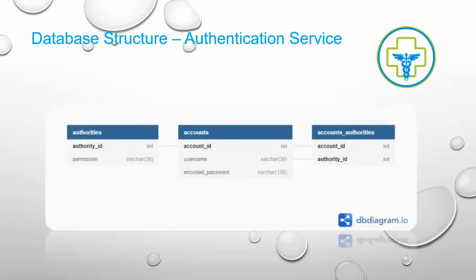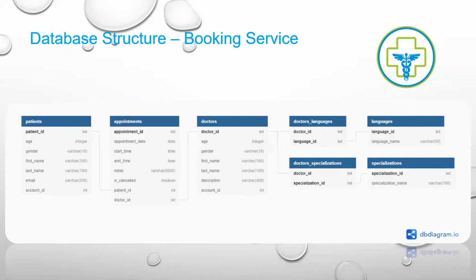Next is our database structure. For authentication service, we have authorities table and accounts table, and the relationship between them is many-to-many. For booking service, we have 5 entities and 7 tables. For both patients and doctors, we have recorded their age, gender, first name, last name, and account ID. The relationship between patients and appointment table is one-to-many, and the relationship is the same between appointments and doctors. However, the relationship between doctor table and the language table is many-to-many.